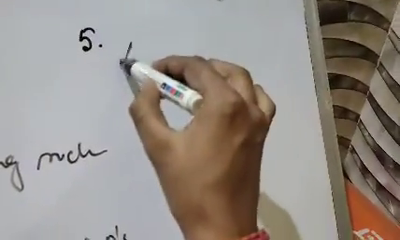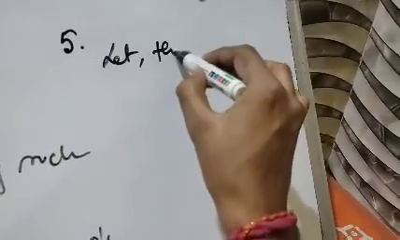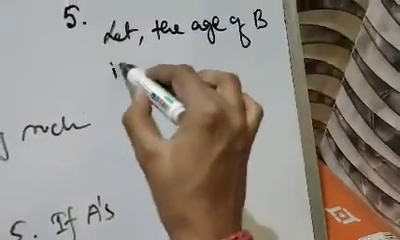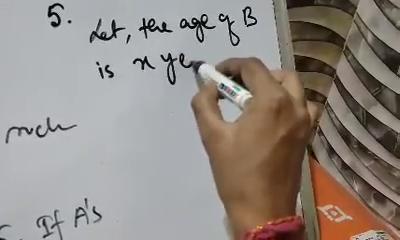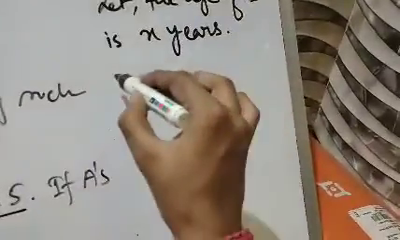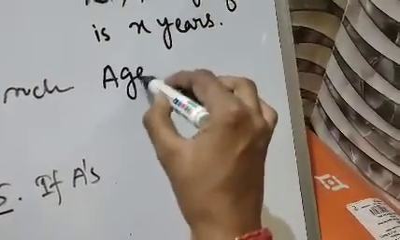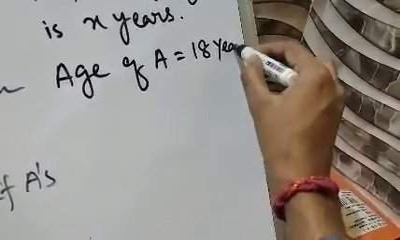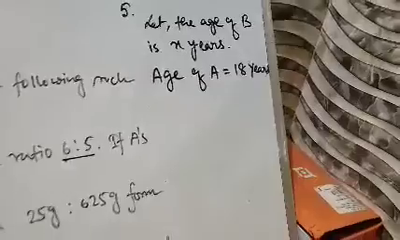Let us assume that the age of B is x years. We have assumed that the age of B is x years. The age of A is given, 18 years. Age of A is 18 years. It is given.